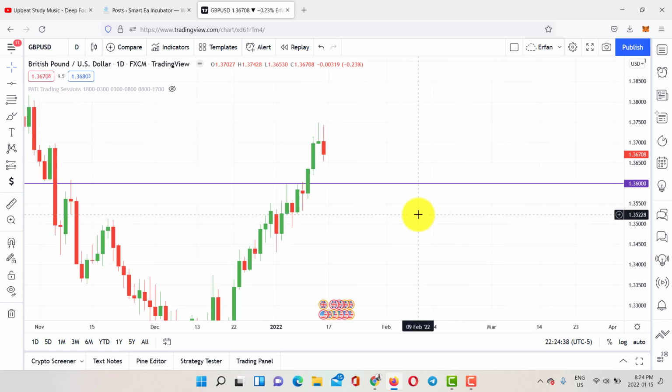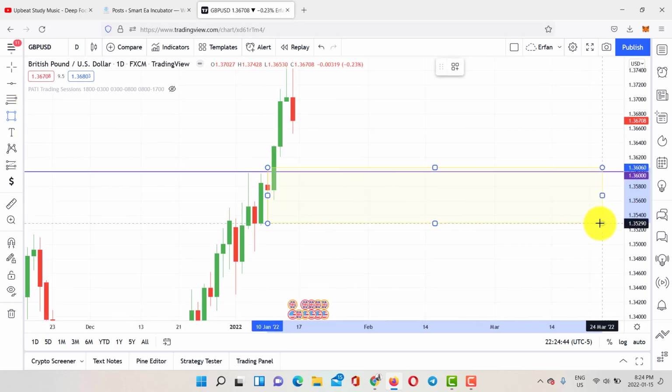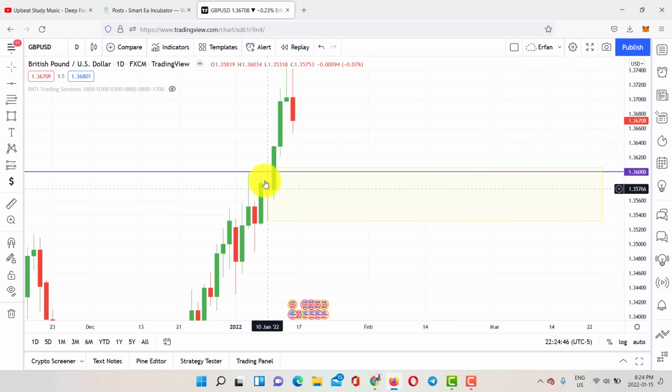I'm gonna tell you right now. The reason is that we have a very clear order block exactly right here. Can you see this red candle? After that, the price just spiked up and it left a little bit of gap between this order block and this candle. That's the reason.